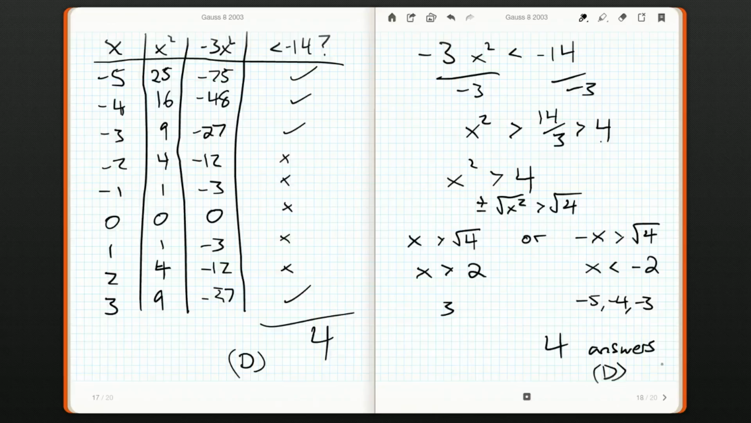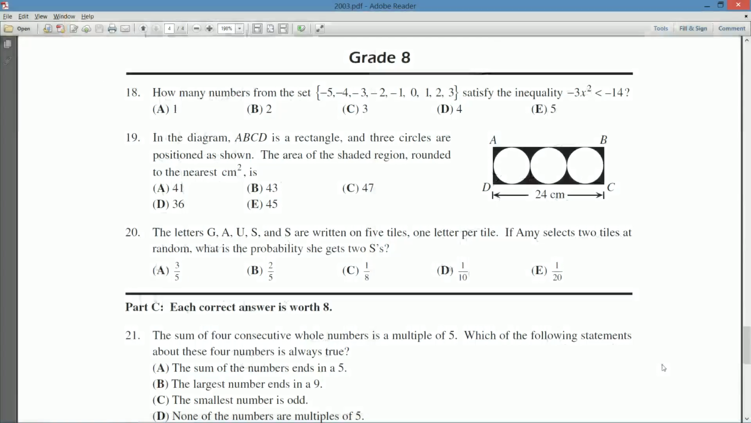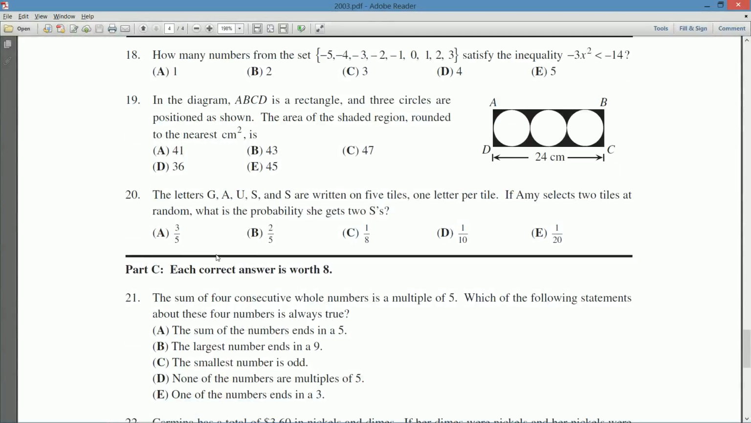All right, so that was question number 18 on the 2003 Gauss paper, a grade 8 Gauss. And we're going to look at question number 19 in the next video.